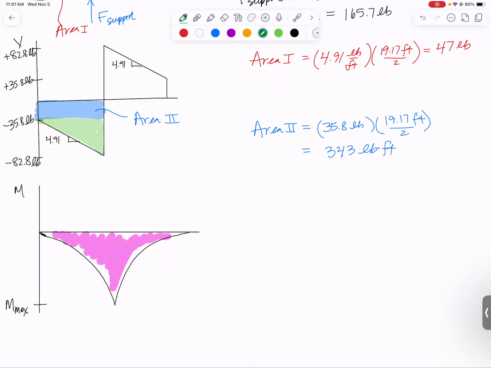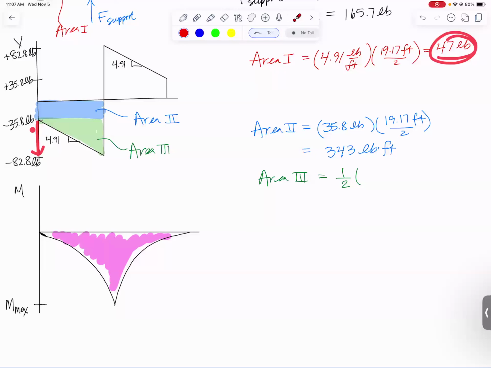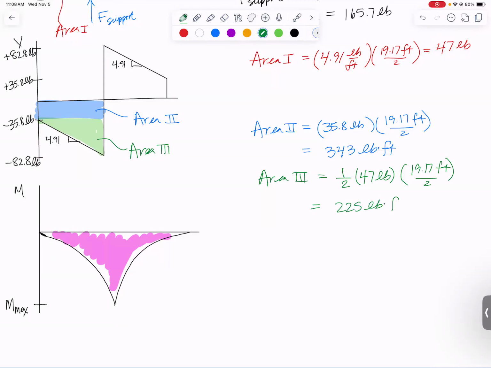And then let's do our green area 3. That's a triangle, so 1/2. One of the sides is this 47 pounds. That's the difference between these two. So plug in our 47 pounds, and that also acts over half of the length of the beam. Area 3 comes out to be 225 pound-feet. You add those up and you get M max equals 343 plus 225, which is 568 pound-feet.